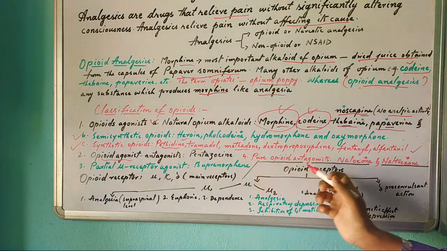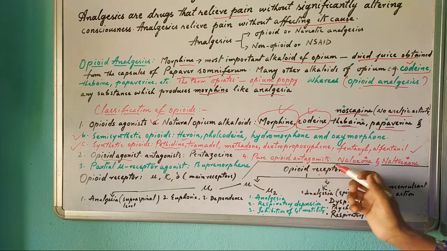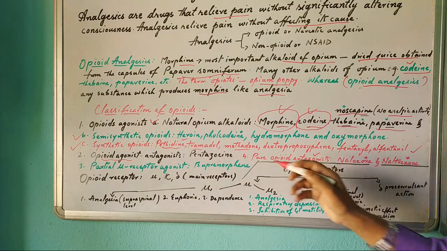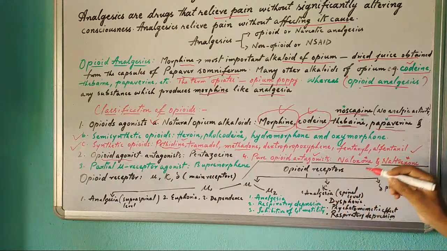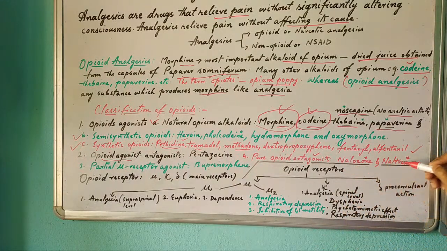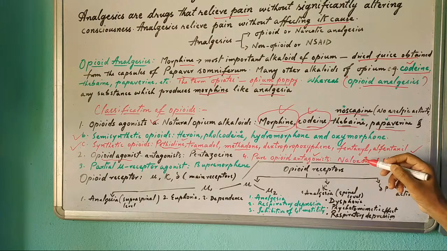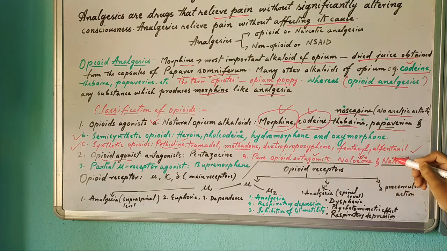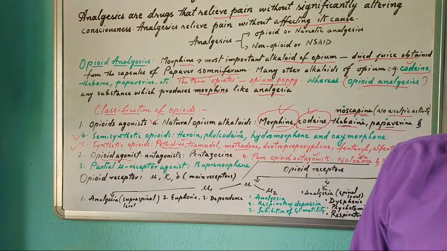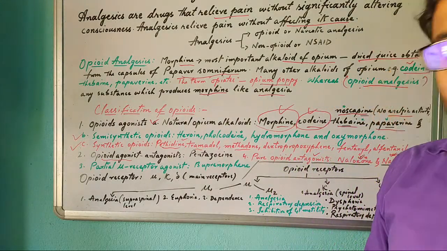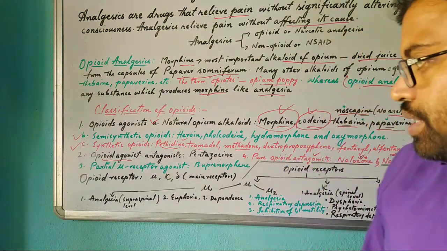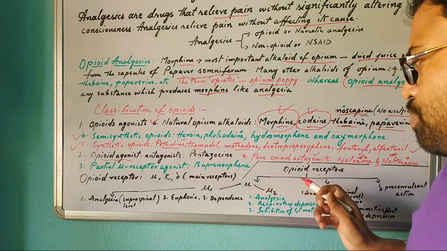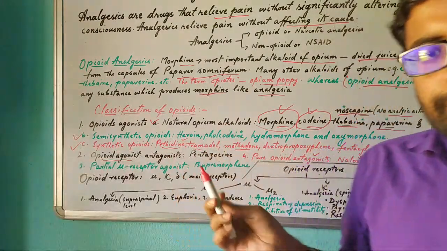Then the other is the pure opioid antagonist, which purely antagonizes the action of opioids. These are naloxone and naltrexone. These two drugs are very important for opioid poisoning, particularly morphine poisoning. I will discuss poisoning later. Opioids act on receptors.